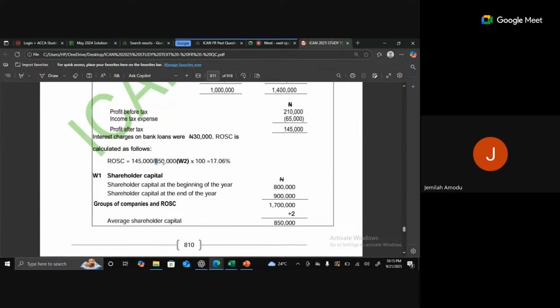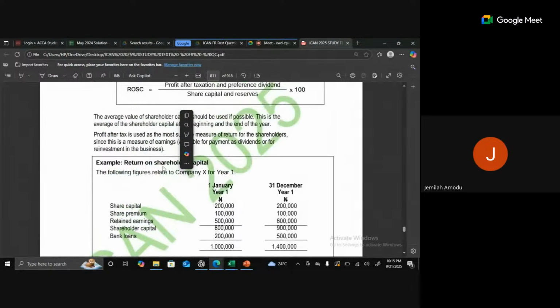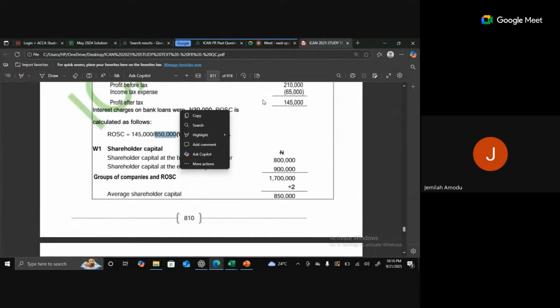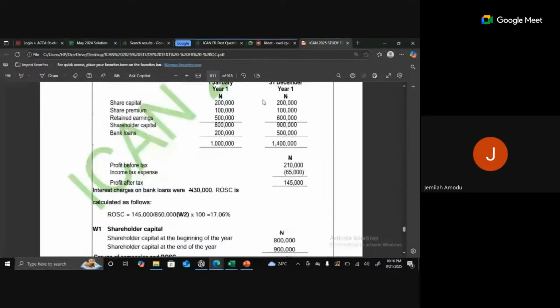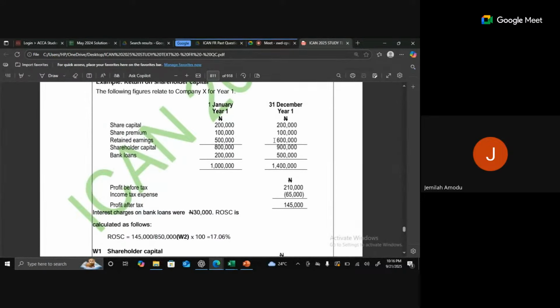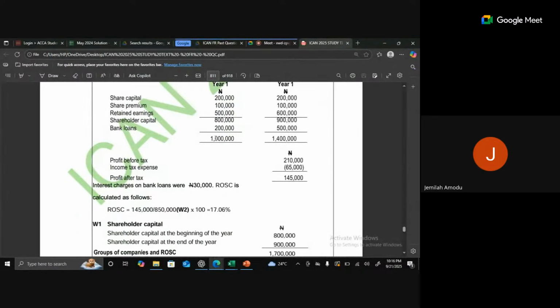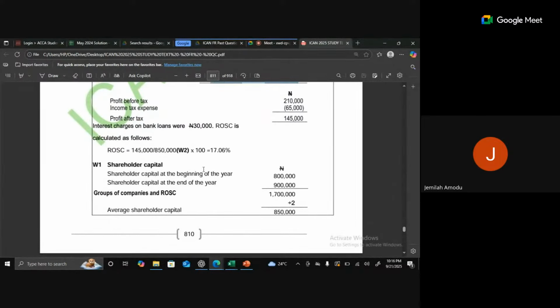And our capital, what's that second one, Steph? Share capital and reserve, right? Since they gave us the opening and the closing, remember they told us we can use the average. So that is why we are taking the average. And to take average, we simply add this plus this and divide by 2. So that was how they got the 850, right? Times 100 for it to be in percentage. So this is the percent.